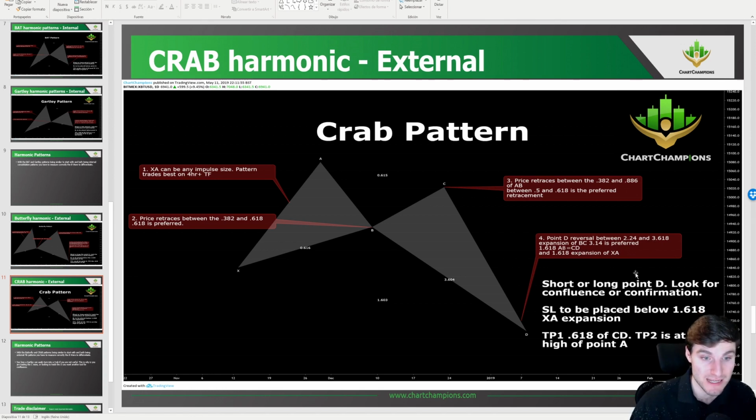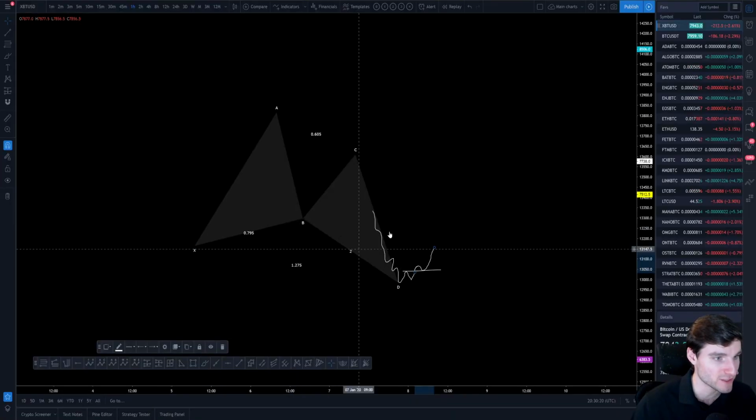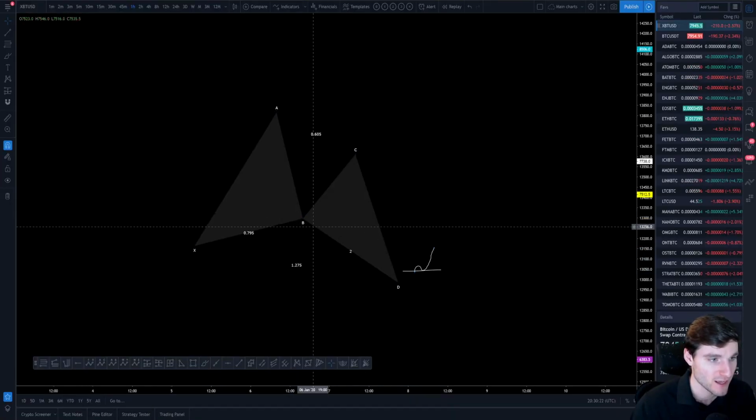Expansion of B to C, and also what you can look for is a 1.61 expansion from X to A. So take a Fibonacci expansion from X to A and look for that expansion to be the 1618. Okay, so hopefully very clear. And you could also see A to B. Let me just do this because otherwise it might get a bit confusing.